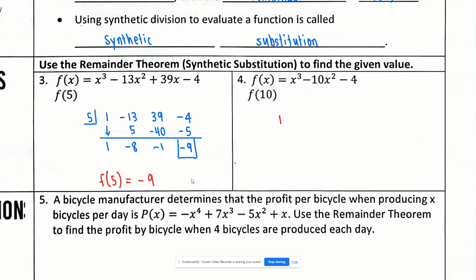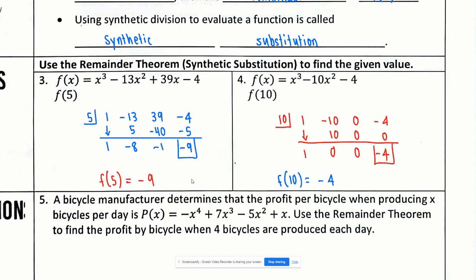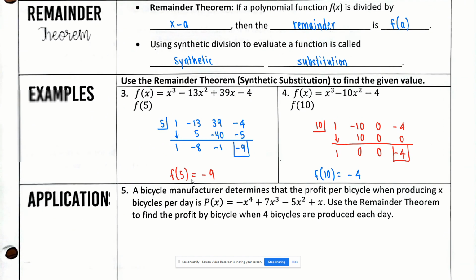So again, watch how fast. I want to check 10. My x cubed term is my biggest one. It has a coefficient of 1. X squared has a coefficient of negative 10. X is not there, so 0. All the way down to my constant, negative 4. Bring down that first term 1, and we start multiplying. 10 times 1, 10. 10 minus 10, 0. 10 times 0, 0. 0 plus 0, 0. 10 times 0, 0. Negative 4 plus 0 is negative 4. My remainder is negative 4. Therefore, f of 10 equals negative 4. Done. That is called synthetic substitution.